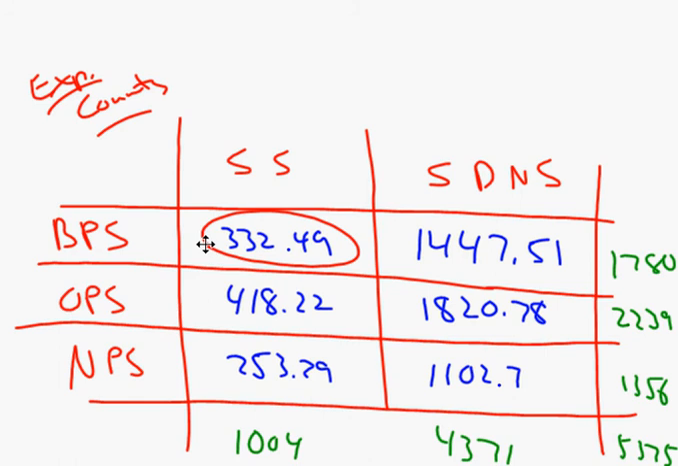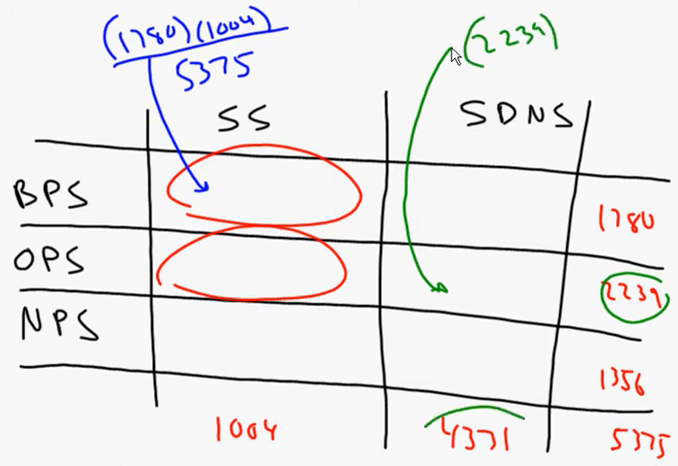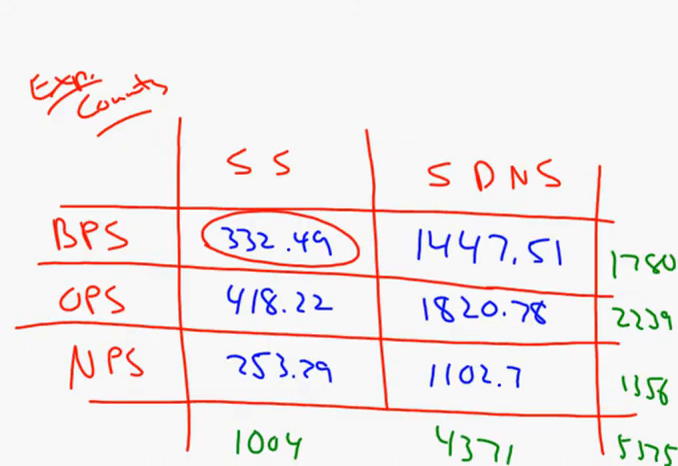3332.49. Okay? Let's go back to our blank table for a minute. And let's say we wanted to know what went in that cell there. Well, we're going to do row total, which is 2239, times the column total, which is 4371, over the table total, which is 5375. And that's what goes here. Okay? So I can tell you that if you do all of this, you have to do it 6 times, 1 for each cell. You'll get these expected counts.